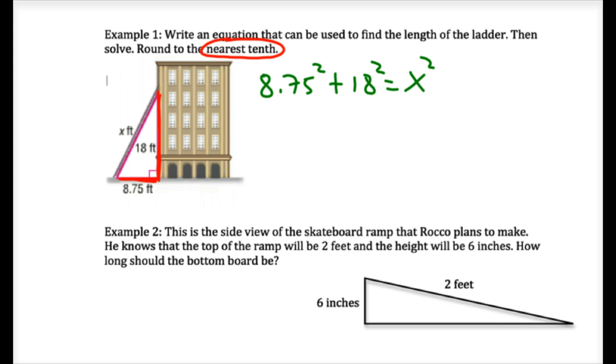Ooh, what do we know about the value of x before we actually do it? What do we know about the value of x? What's it going to be? Bigger or smaller than what number? Bigger than 18. Okay? Remember, in a right triangle, the hypotenuse is going to be the longest side, so it's going to be bigger than 18. Okay? Here. Make sure I'm doing this right, people.